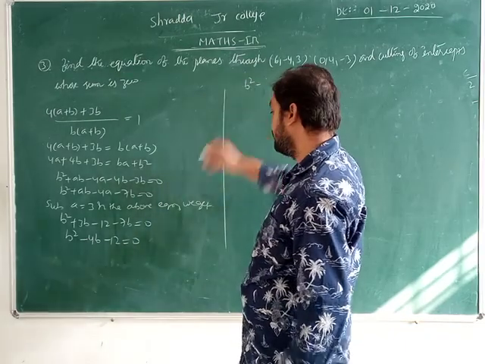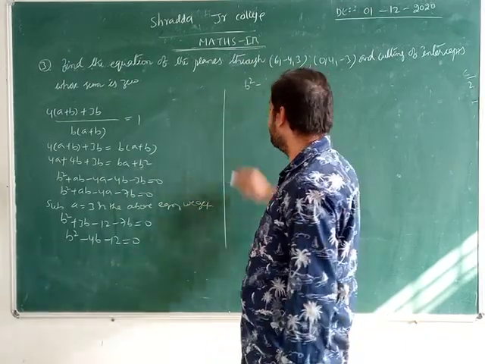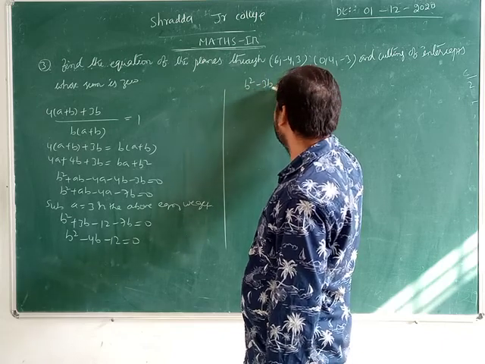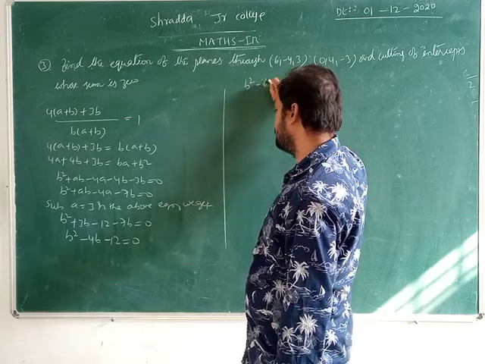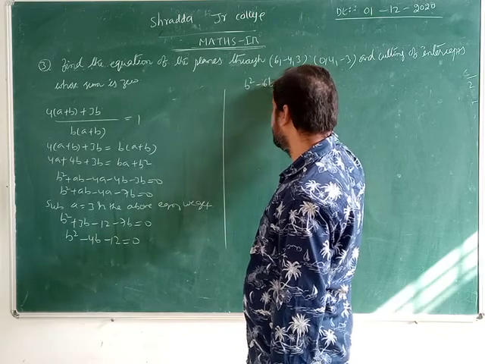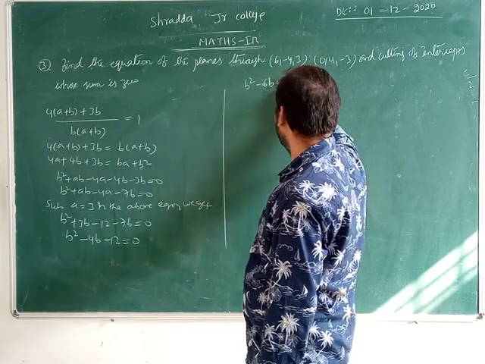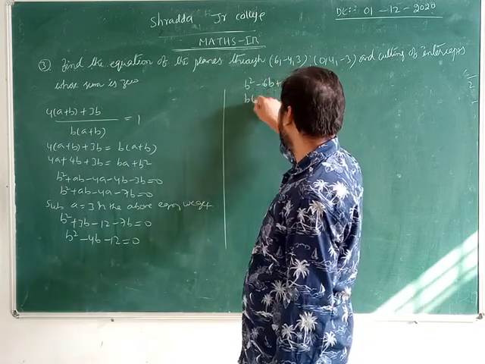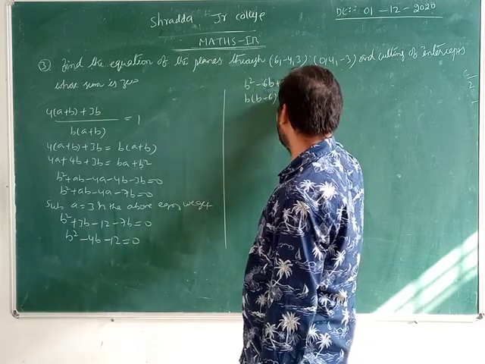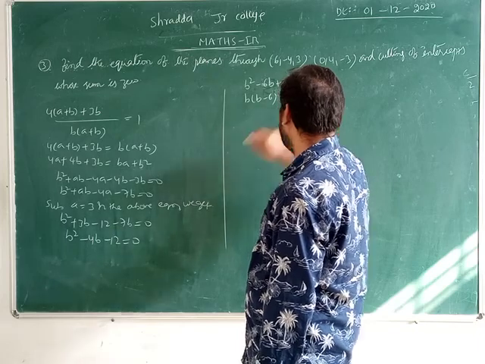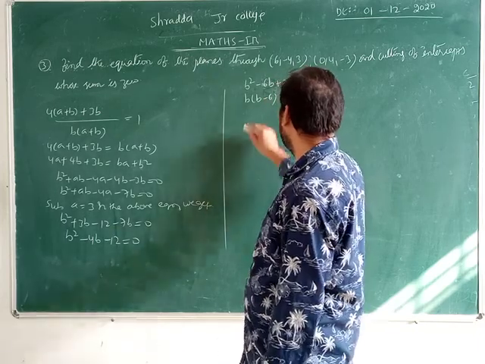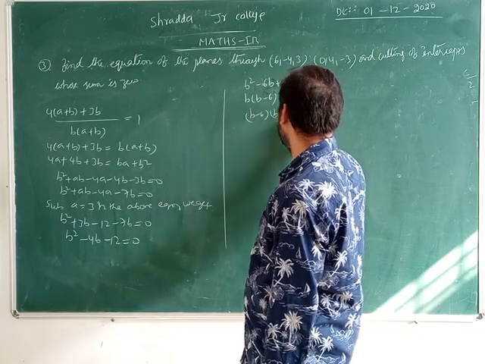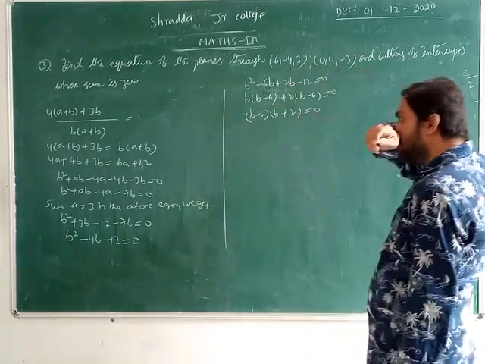b square into minus 12 is what? 12 is 12 minus 3b. 6b is 12 minus 6b plus 2b minus 12 equals 0. Now b into b minus 6 plus 2 into b minus 6 equals 0. Now b minus 6 is the factor. That is b minus 6 into b plus 2 equals 0.